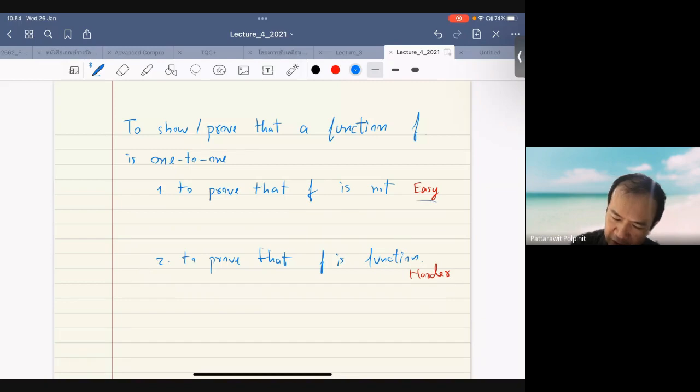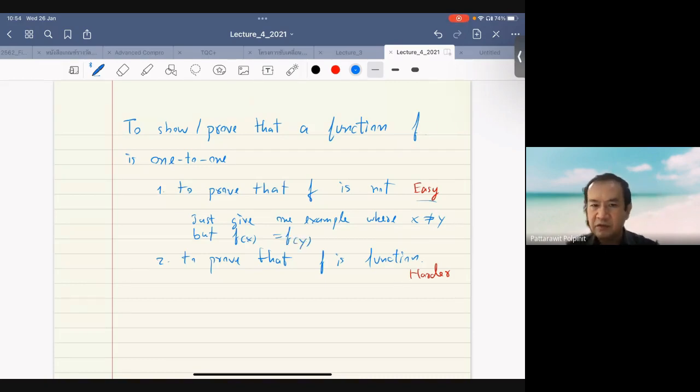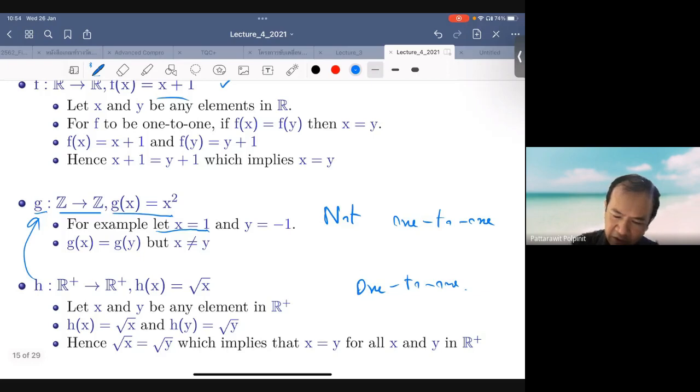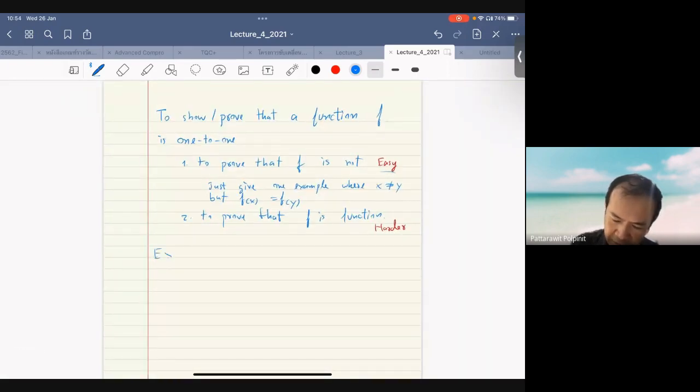So to show it is not, what do you do? Just give one example where x is not equal to y, but f of x is equal to f of y. That's easy. For example, which one is not one-to-one? Okay, this one. Let's say g of x is a function from integer to integer, g of x is equal to x squared.